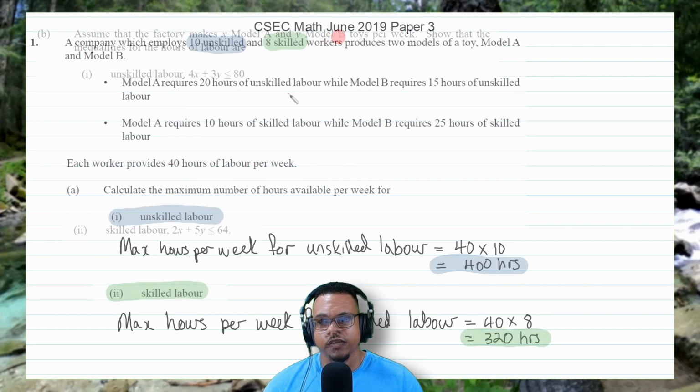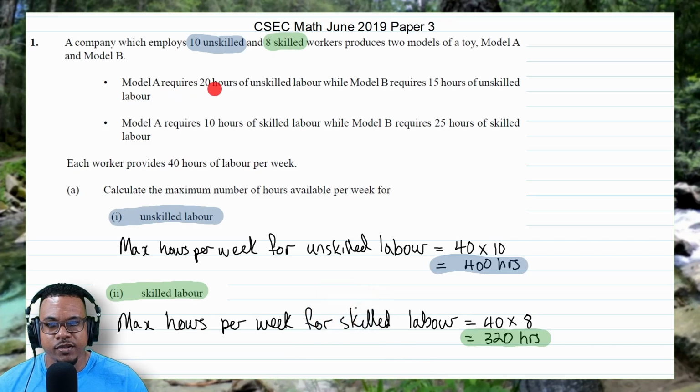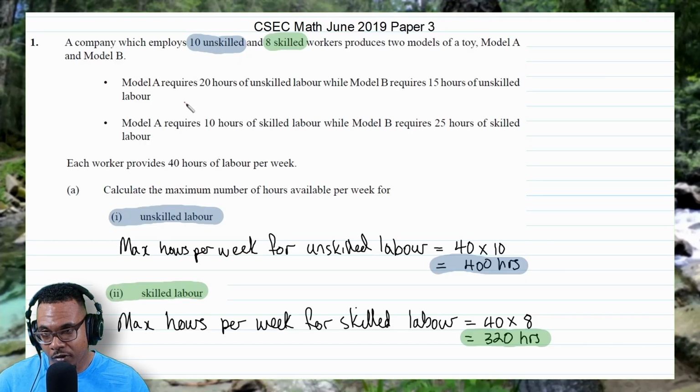So if you go back to our previous page here, where you have this information, we'll see that model A requires 20 hours of unskilled labor. Now remember, we know the maximum amount of hours for unskilled labor is 400 hours, right? Now that will be both for model A and for model B. That's the total amount of hours for unskilled labor, which is 400 hours. So the maximum amount of hours for unskilled labor for model A only will be the number of model A toys, which is x, times the hours required, which is 20. So 20 times x will give you the maximum amount of hours for unskilled labor for model A.